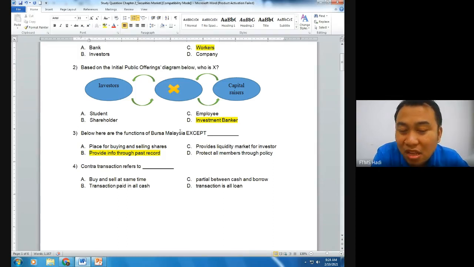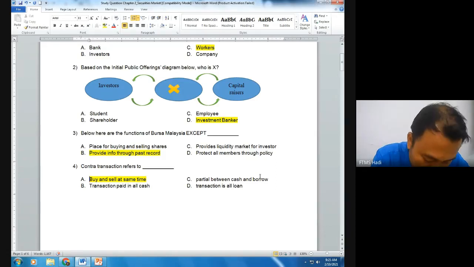And the last one, contra transaction, refers to this one, buy and sell at the same time. That means buying and selling is simultaneous. If the transaction is paid in cash, that means cash transaction. Partial between cash and borrow is a margin. If the transaction is all loan, that means borrow.